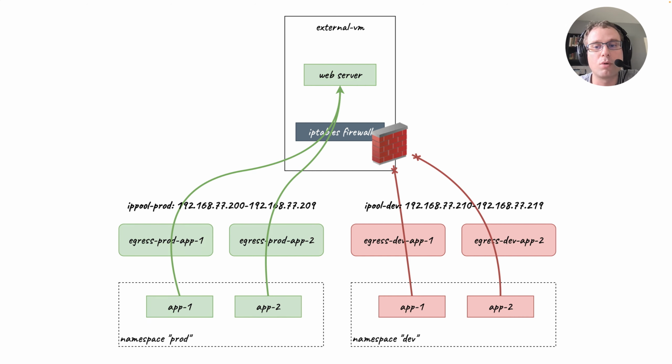Once we create all these resources, our setup will look like this. Applications from the production namespace will be able to access the web server sitting behind the firewall. Each application will use its own source IP allocated from a predefined range. On the other hand, applications from the development namespace will not be able to access the web server. These connections will be rejected by IP tables. And now it's time to move on to the demo.